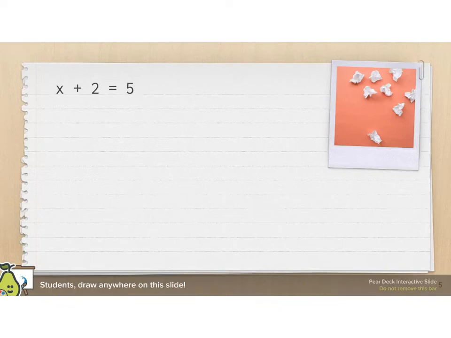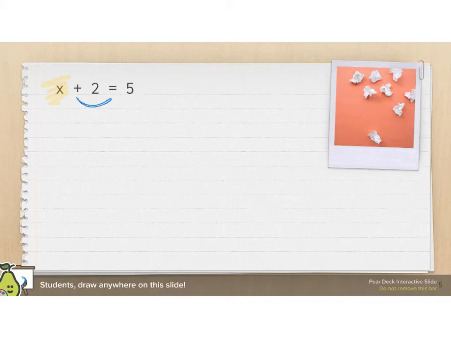So here we see x plus 2 equals 5. We see a plus 2. We want to figure out what x is. We can kind of do this in our head, and we know that x should be 3. But using reverse operations, let's show our work. So we want to get x all by itself. And in order to do that, we need to get rid of the plus 2.